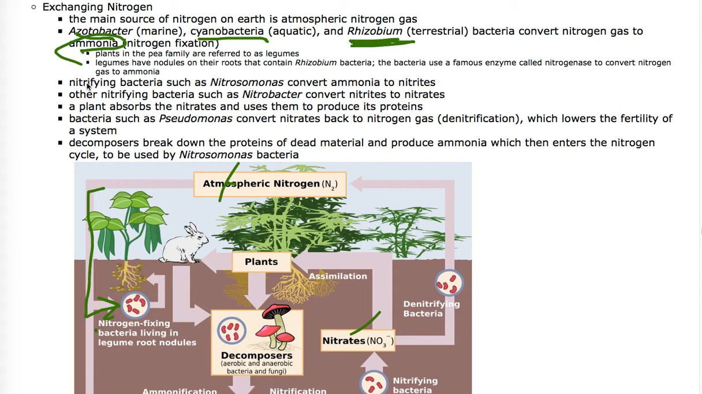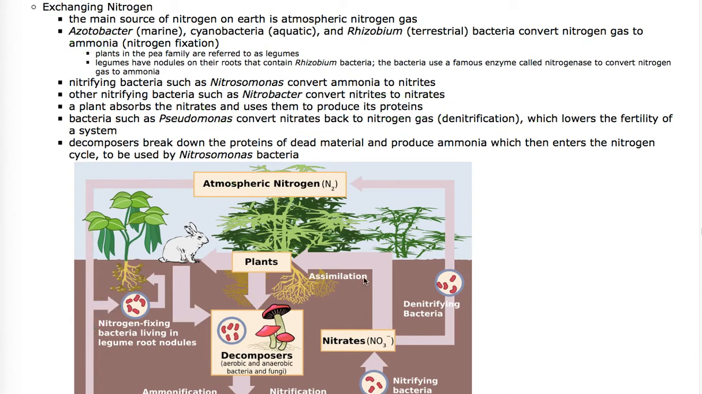So it turns out, though, that's not the end of the story for the nitrogen cycle. Nitrifying bacteria such as Nitrosomonas convert the ammonia to nitrites, and other nitrifying bacteria known as Nitrobacter convert the nitrites to nitrates. Plants absorb nitrates and ammonia and use them to make proteins. Bacteria such as Pseudomonas convert the nitrates back to nitrogen gas, which is denitrification. The decomposers also break down the proteins of dead material back to ammonia, which then can go back into the nitrogen cycle all over again.